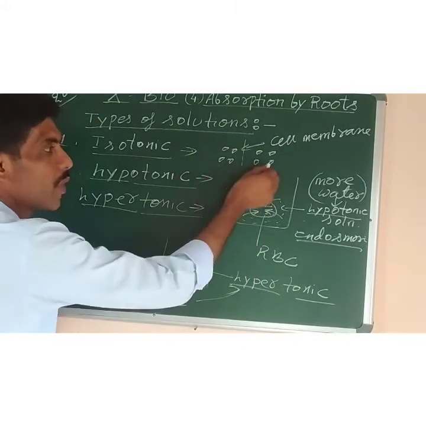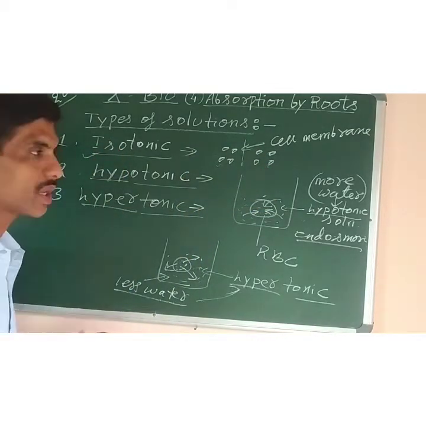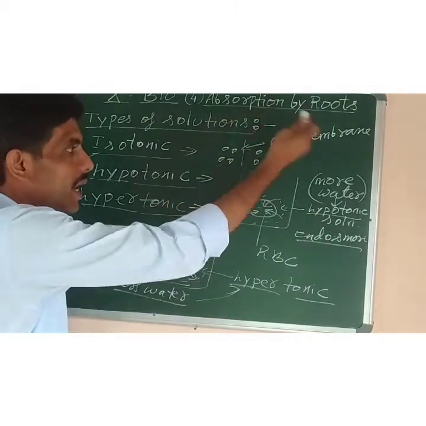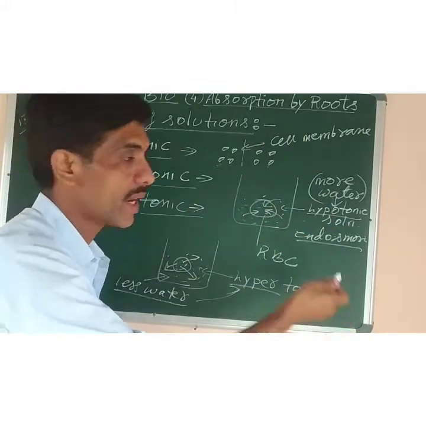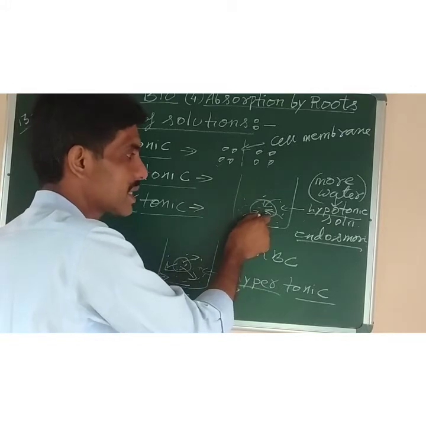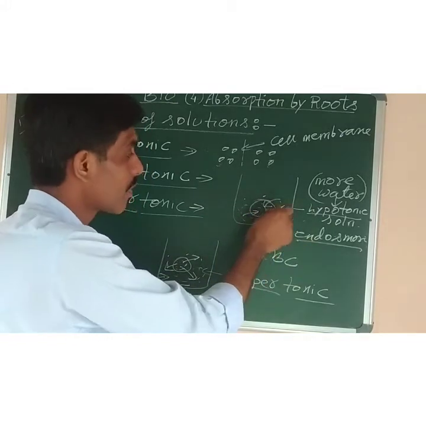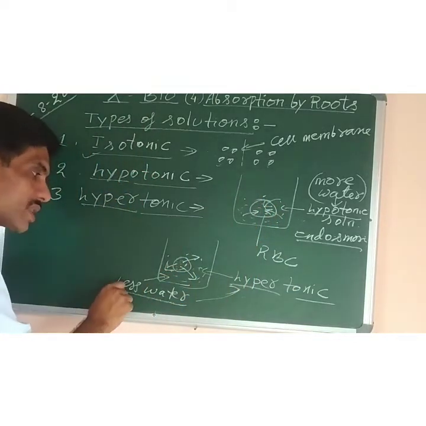If they are equal, 4, 4 on either side, such a solution is called an isotonic solution, because there will be no net movement of water molecules from side A to side B, that is from outside to inside the cell membrane. Neither will the water molecules move from inside the cell membrane to the outside. As here you can see, endosmosis occurs, meaning water molecules are going from outside to inside the cell, and here water molecules are coming outside the cell.